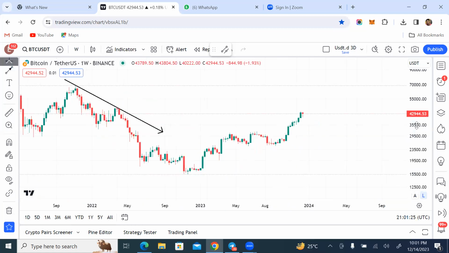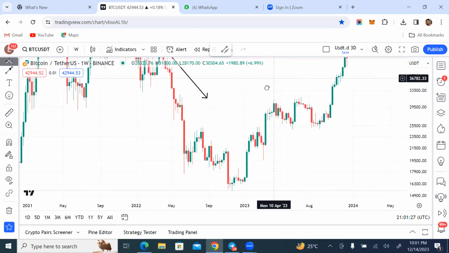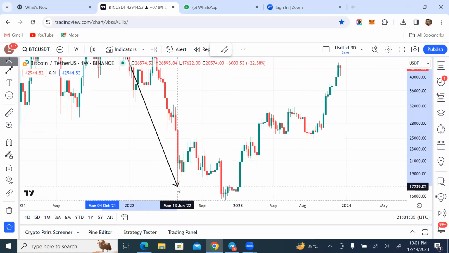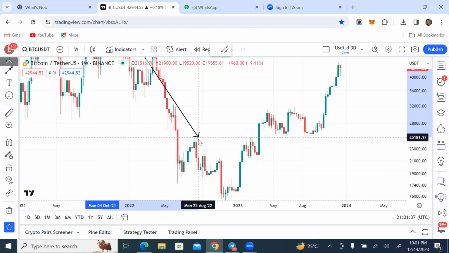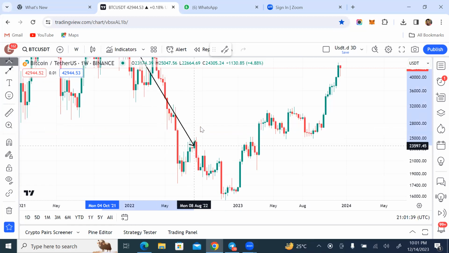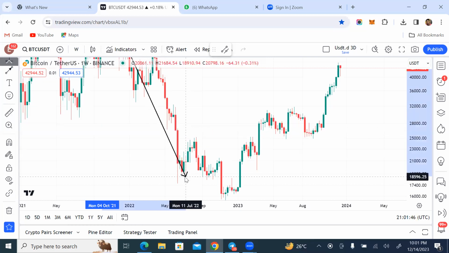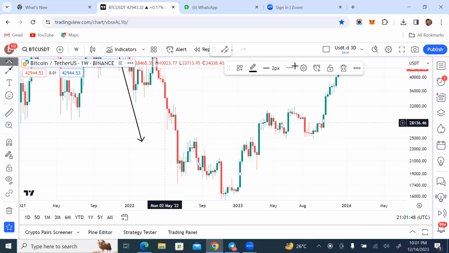You take note of this. Take note of this. See it? Price came down impulsively, or price was just tanking down. And it came down to this point, and all of a sudden, price went back up again. Now, this impulsive move, these big moves, is what we call capitulation.